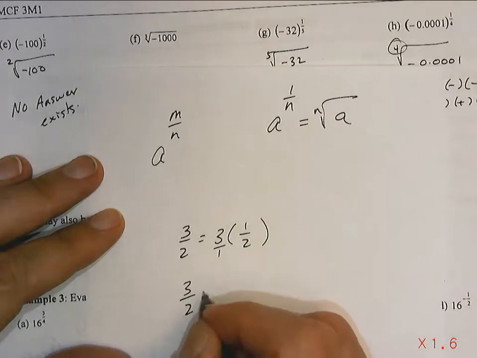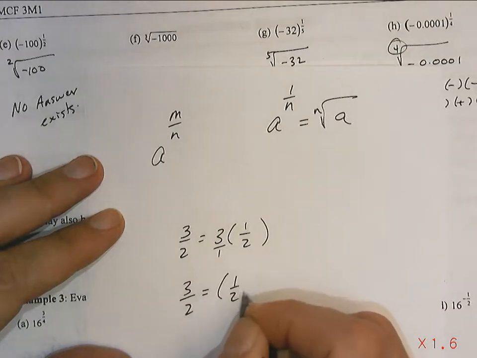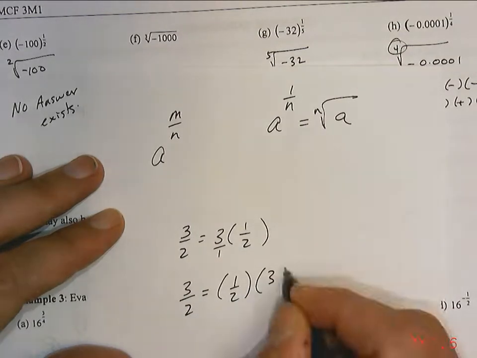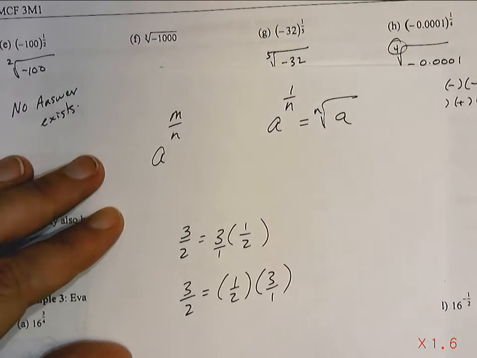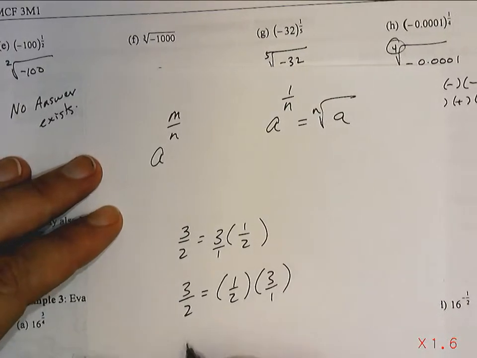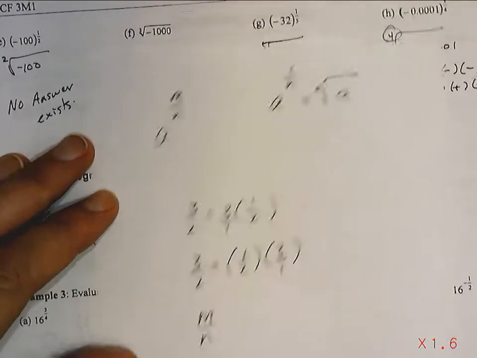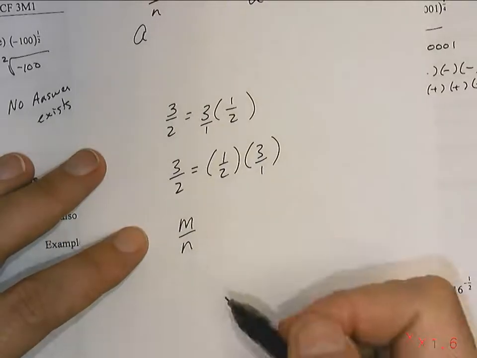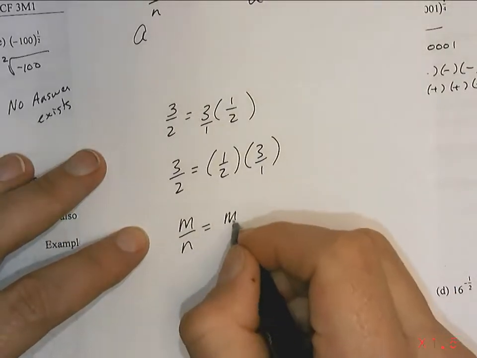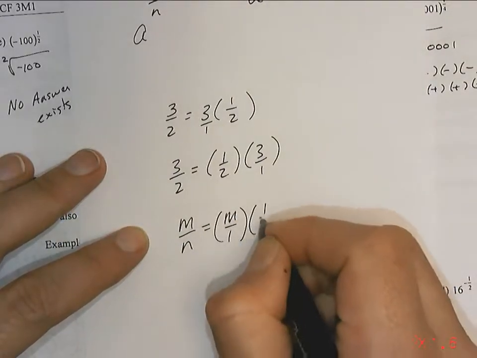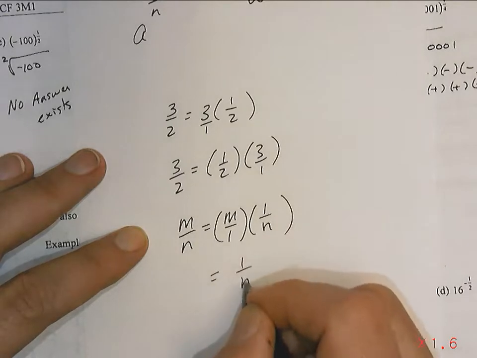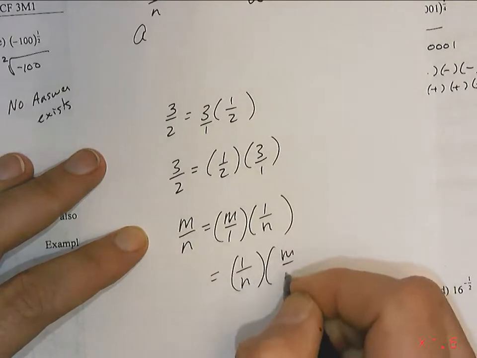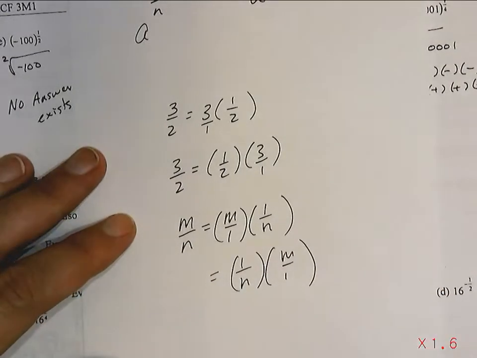Would you also agree that I could have divided it up like this? I could have made it 1 half times 3. Let's take a look. Top times top, bottom times bottom. Yep, that would work too. So if I have a fraction with a number on top and a number on the bottom, I could change it to that, or I could change it to that. This is just the order that I'm writing them in. There is no difference.